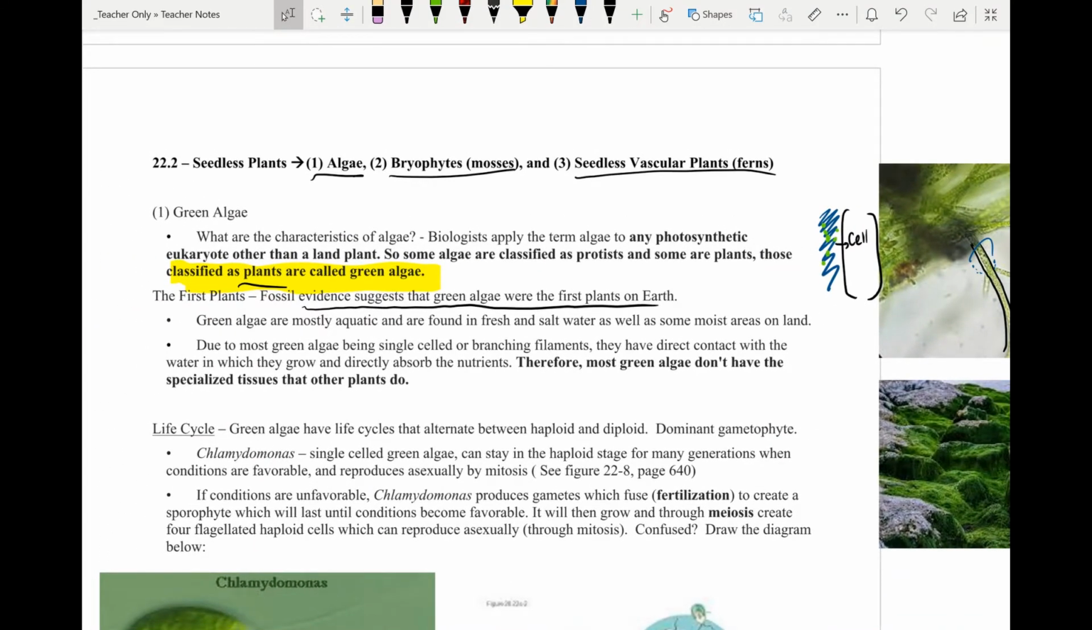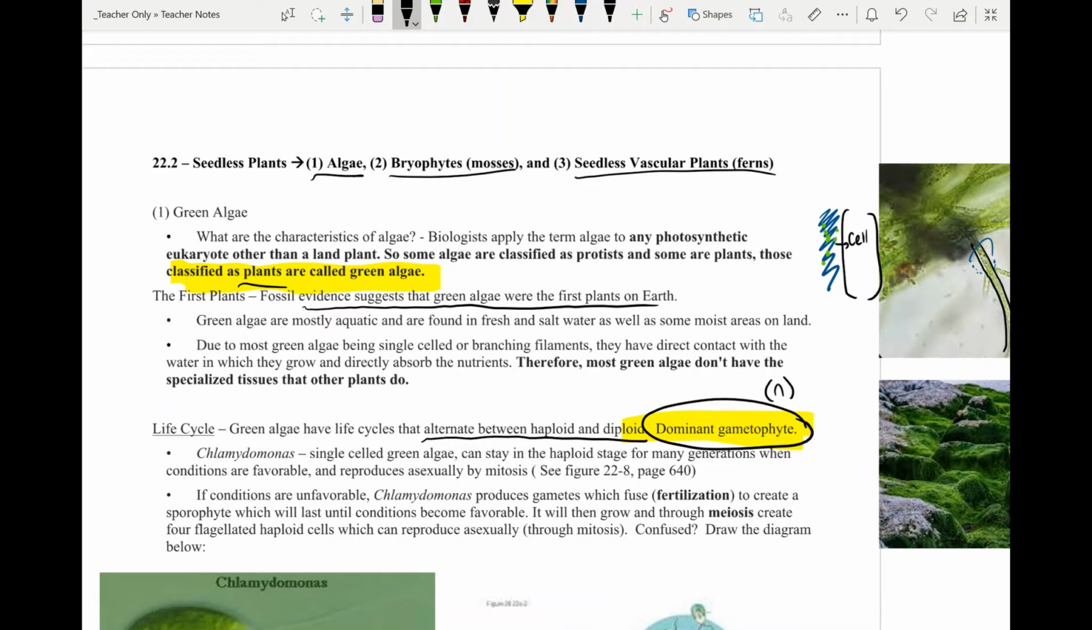Next up, green algae has life cycles like other plants, where it alternates between haploid and diploid. The dominant is the gametophyte. So one of the most important things we're going to talk about is this, which means that its dominant is the one set of chromosomes. And I'll show you a picture for this.